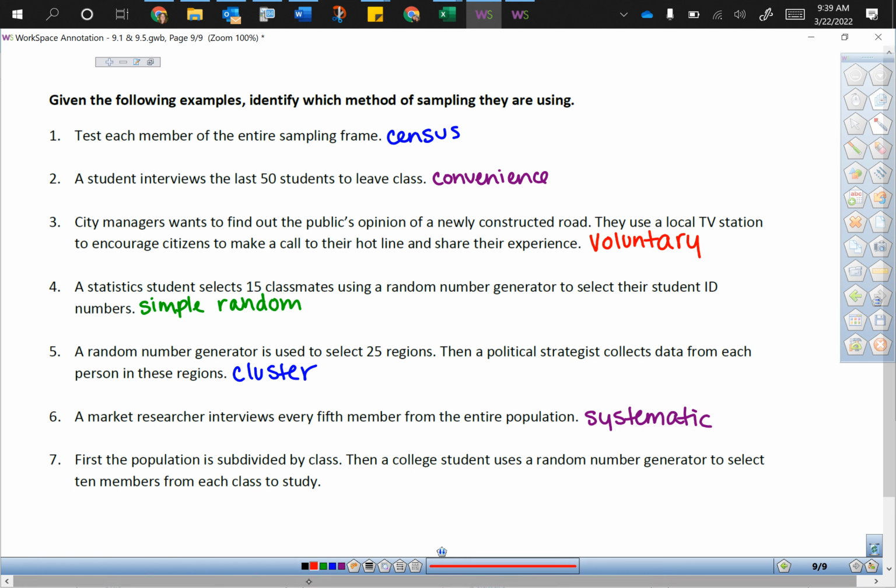And then number seven, first the population is subdivided by class. Then a college student uses a random number generator to select 10 members from each class to study. Stratified.